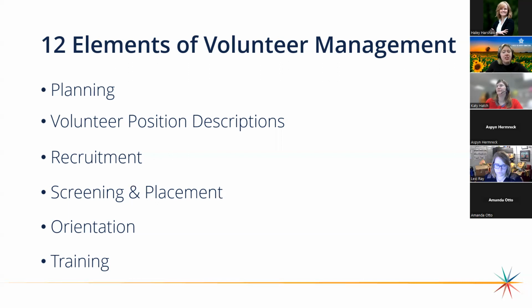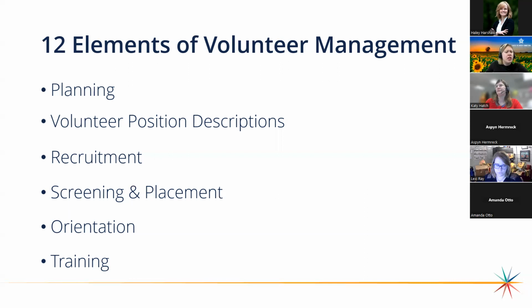Screening is an opportunity to assess a volunteer's skills and determine if they're a good fit for your organization and if your organization is a good fit for the volunteer. This is a time to talk about expectations and begin to set standards about what moving forward together will look like. We take the information that we learn during the screening and then we'll place the volunteers in the most appropriate assignment based on that information.